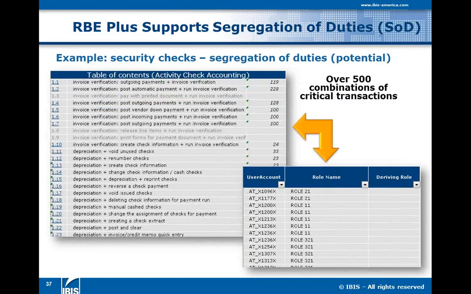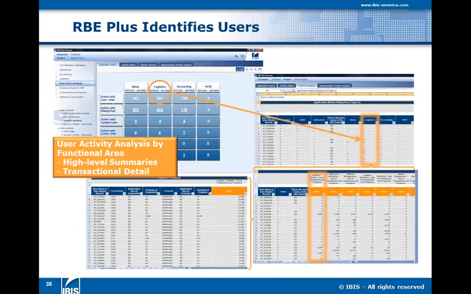We also support segregation of duties initiatives by taking a look at not just what users are using, but where authorizations exist as well for critical combinations of activities. So you can use this if you're trying to get to a better security execution in your system, and make sure that the authorizations also tie you to the segregation of duties as well.